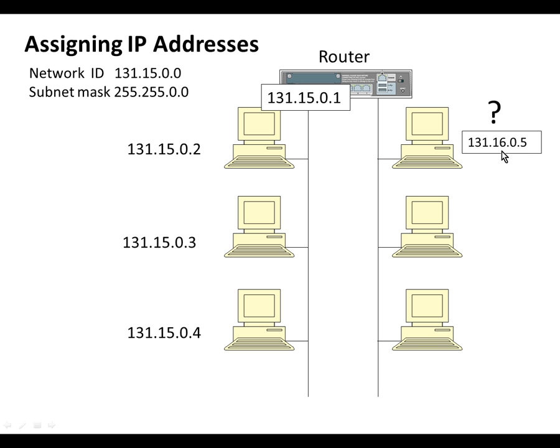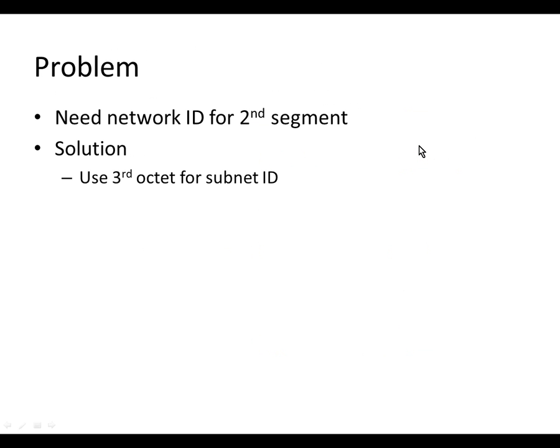Okay, let's try using 131.15. No, can't do that. Another building has been assigned 131.15. Okay, let's use 131.14. Can't do that. That's been assigned another building as well. We've been assigned a single network ID, 131.15, and we've got to find some way to assign different network IDs to the different networks that we have. The statement of the problem is that we need a network ID for the second and any additional segments that we're going to add.